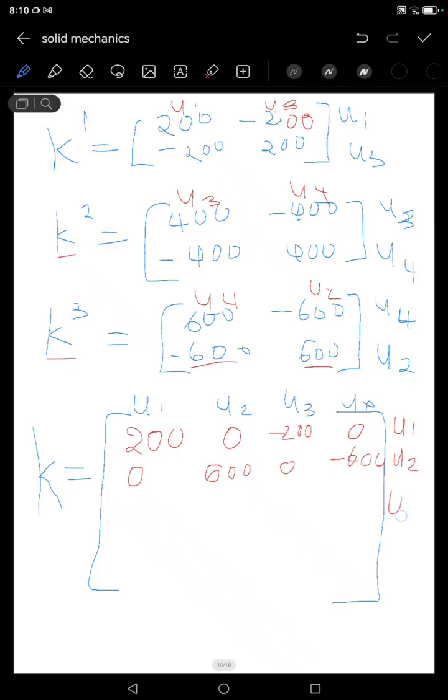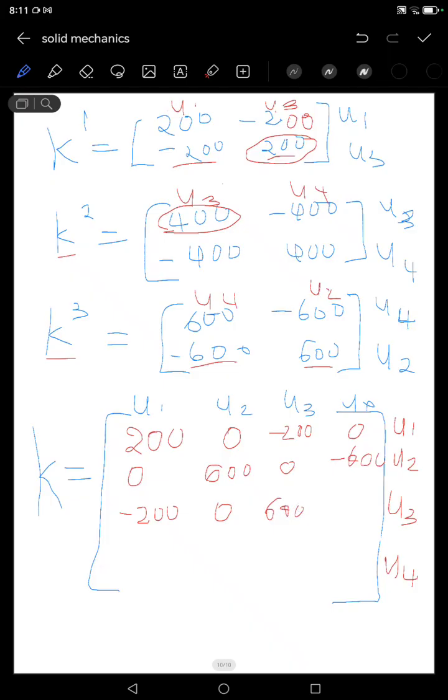And then let's come to U3. U3, U1. We do have U3, U1, which is negative 200. So we're going to write a negative 200 here. U3, U2. Do you have U3, U2? No, we don't have, so we have 0. U3 and U3. Yes, we do have U3 and U3, which is 200. We also do have U3 and U3, which is 400. So we're going to have 200 plus 400, which means it's going to be 600.